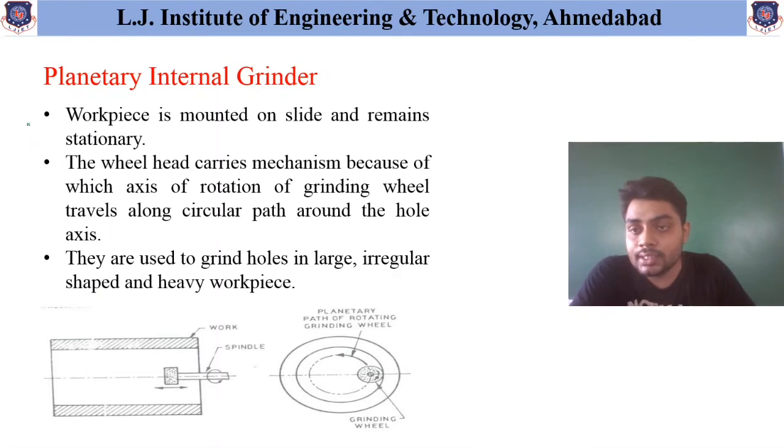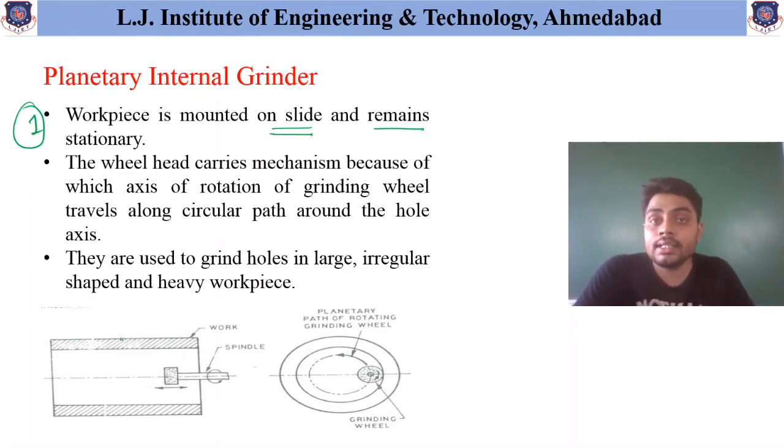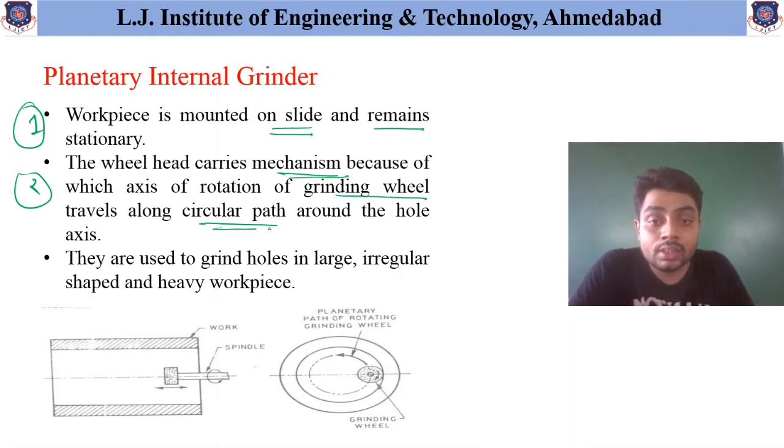So the first point, that is this workpiece is mounted on the slide and remains stationary. That means over here the workpiece is not rotating, it is only stationary. Whereas in the case of plain internal grinder, the workpiece is rotating. The second important point, that is the wheel head carries a mechanism because of which the axis of rotation of the grinding wheel travels along a circular path.